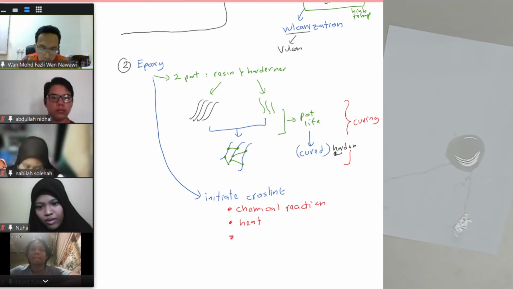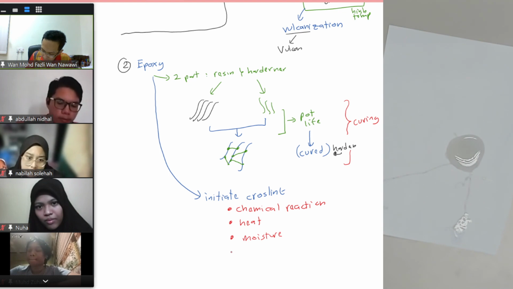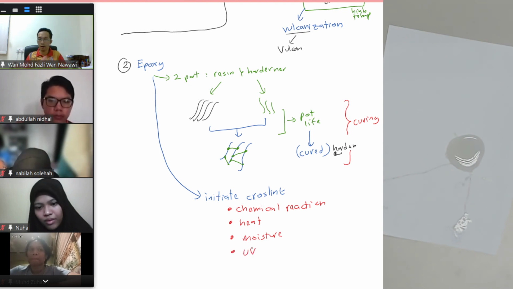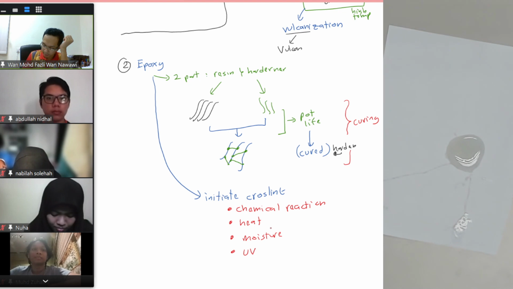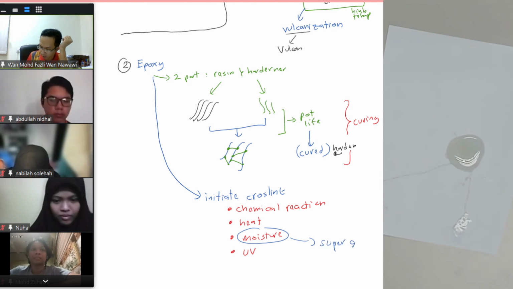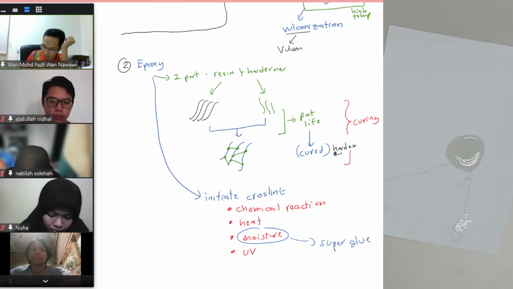Next, you can also cure with moisture. You can also cure using what we call UV, meaning that you have something like a resin and a UV lamp, you shine it on that and it becomes hard. For example, for moisture, an example is super glue. Super glue is not epoxy. I just give you the idea of how this happens.